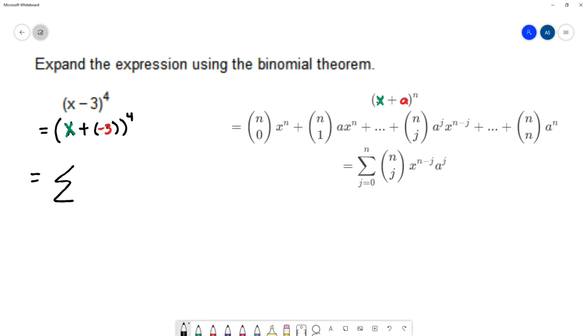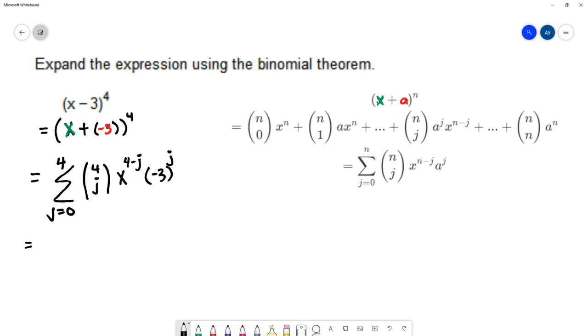We're going to do the sum of j equals 0, and n in this example will be 4, since we're raising our expression to the 4th power. And we're going to have n, which is 4, and j is our variable inside the sum. We have x to the 4 minus j, and negative 3 to the j.